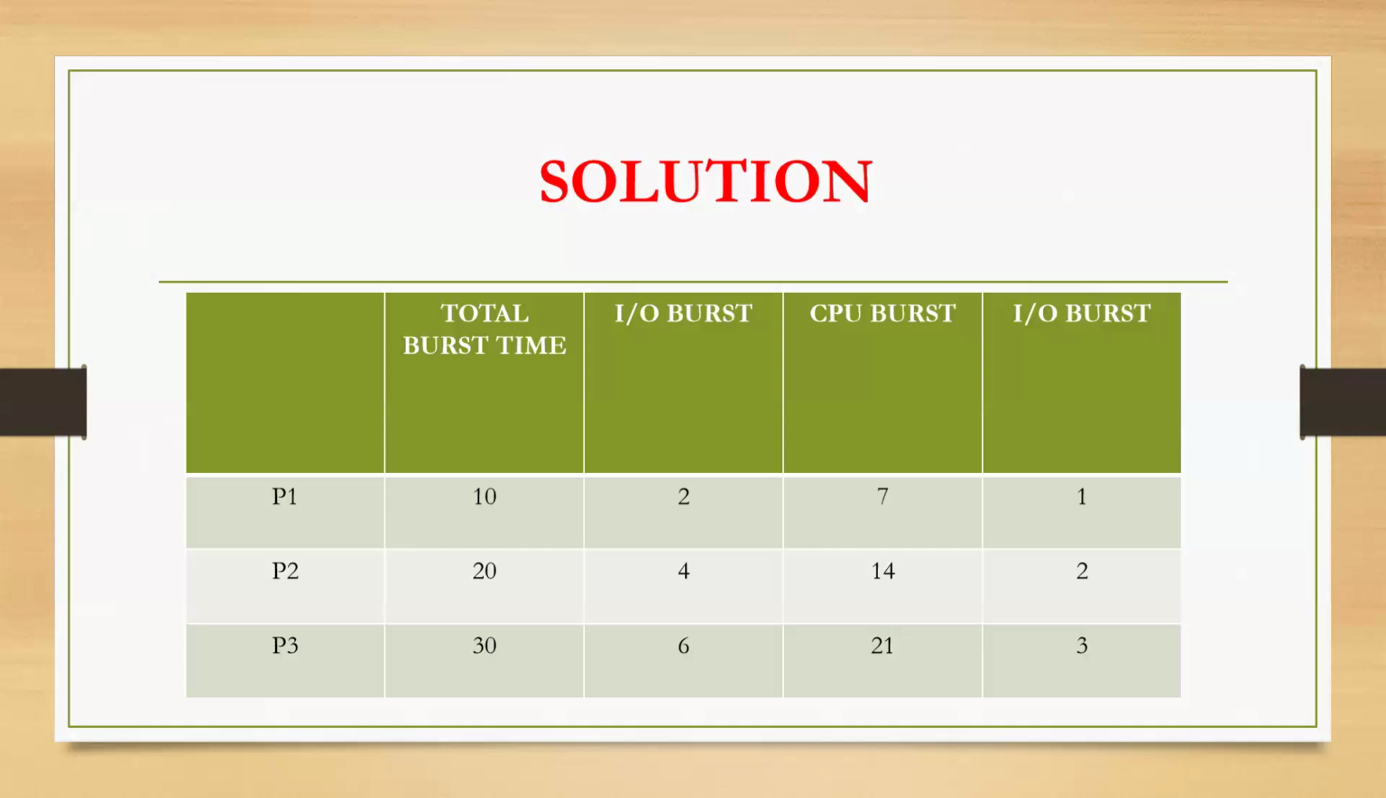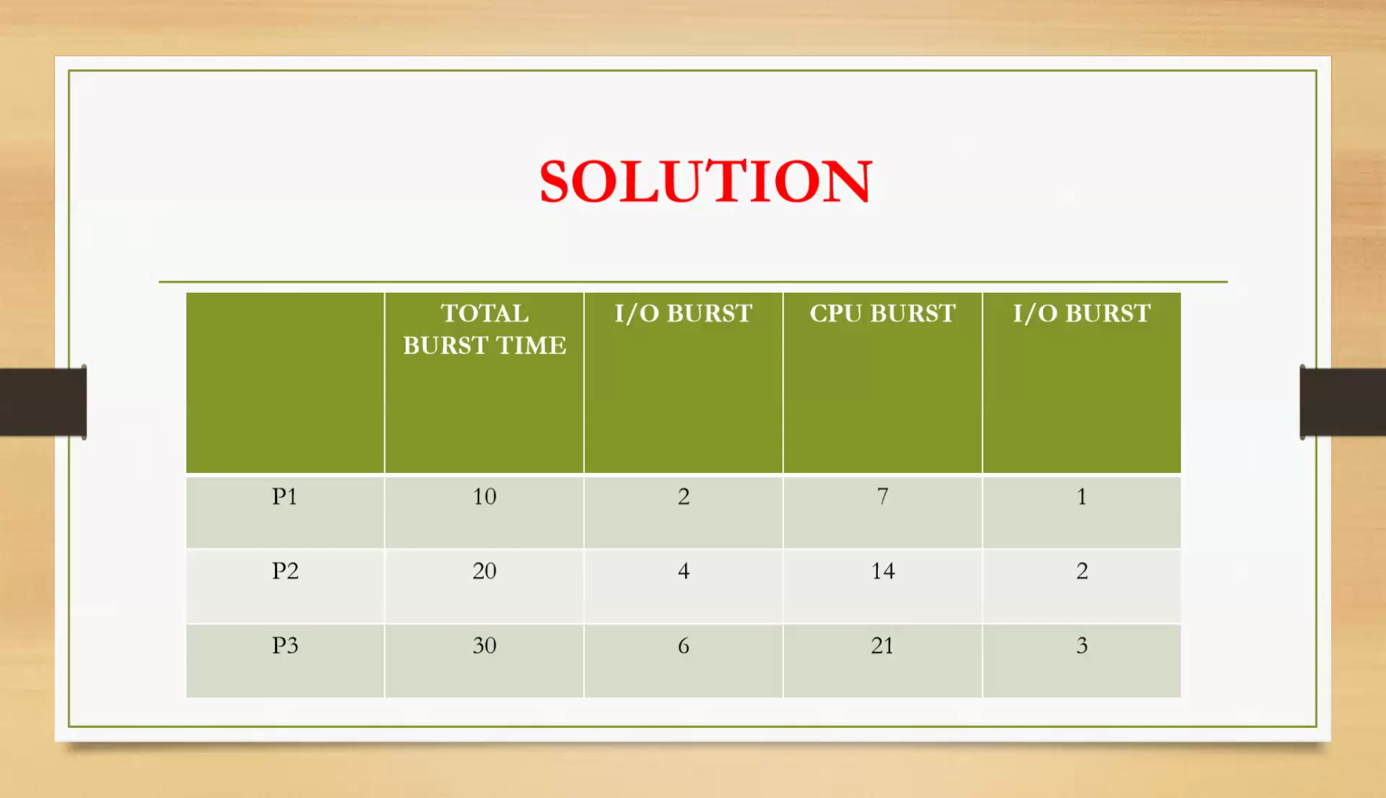Then the third one is the CPU burst time. In the problem itself, they have given 70 percent of time in CPU computation. So what is 70 percent of the total execution time? The total execution time is 10, so 70 percent of that is 7. So the CPU computation time is 7 for process P1.